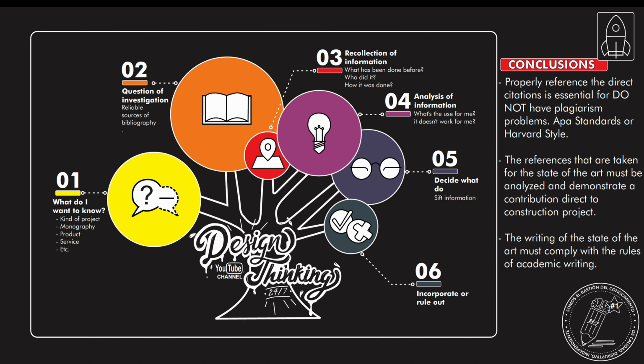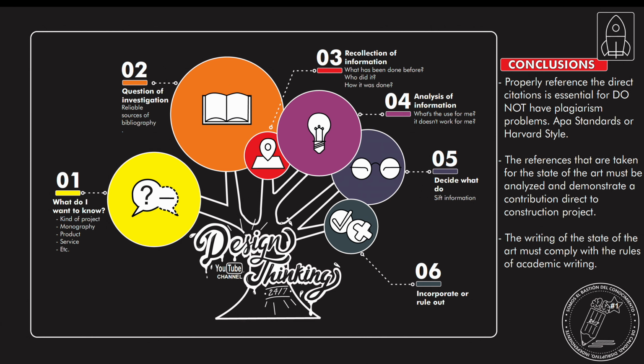If you are writing the document of the state of art, you need to decide how you are going to make the references. You could do it with APA standards, you can do it with Harvard style, but you always have to acknowledge the credits of the people that you are referring to. That is extremely important. The references that are taken from the state of art must be analyzed and demonstrate a contribution, direct or indirect, to the project. And that is also a very important insight.